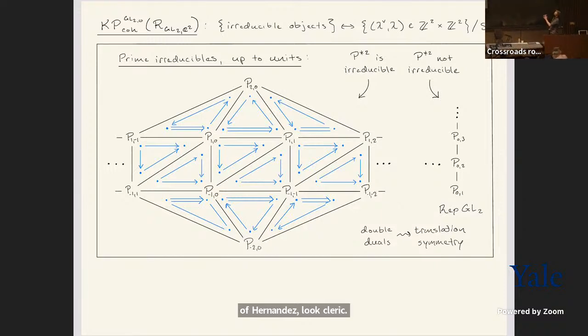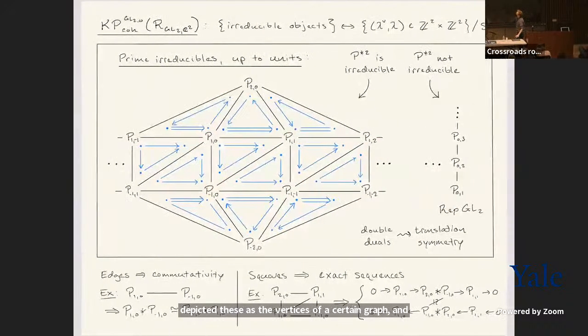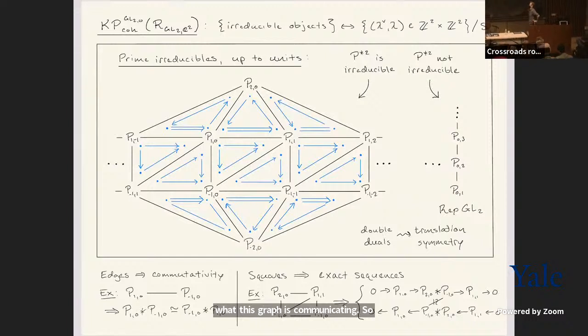And I've depicted these as the vertices of a certain graph. What this graph is communicating is that an edge in this graph indicates that the simples at either vertex commute, where I'm writing the monoidal operation as this little star. I'm saying that these two objects commute if their product in either order is isomorphic. So implicitly, the corollary here is that in general, if you take two random objects and take their product in the two possible orders, you'll get different results. So it's a special case when two things actually commute.